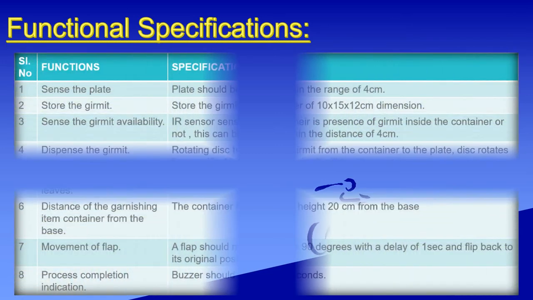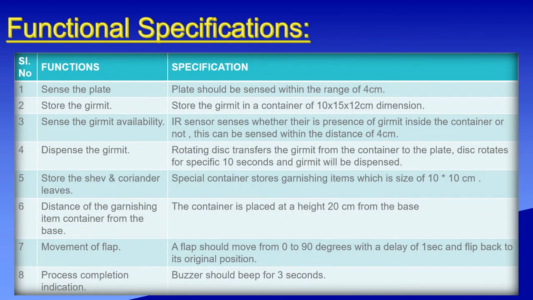Coming to the functional specification, that is what all functions our bot should perform. We have totally 8 functions for our bot to perform. They are as follows. Beside that, specifications, which means the constraints for those specific functions. For example, to sense the plate, what is the constraint? That plate should be sensed within the range of 4 centimeter. This is important here. These are some of the constraints for the rest of the functions.